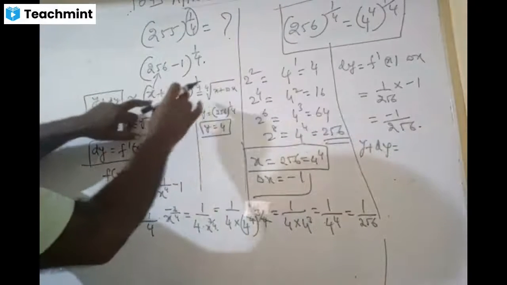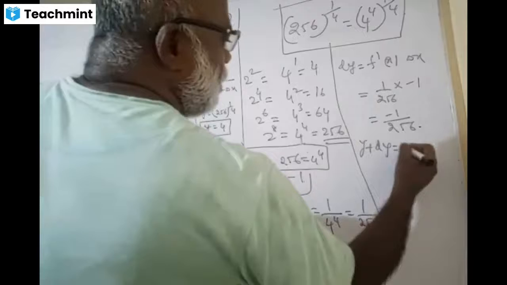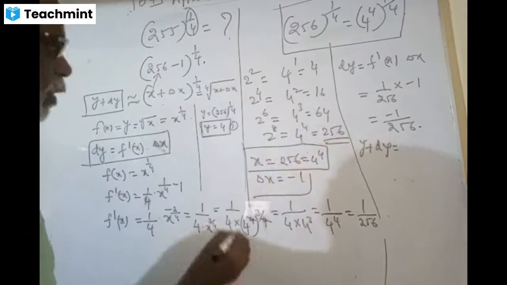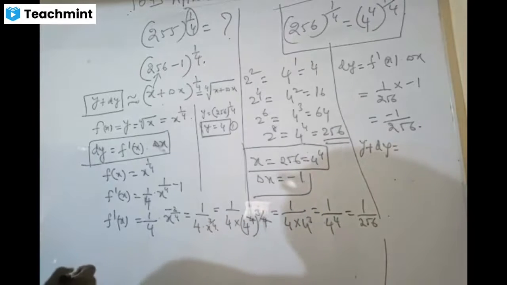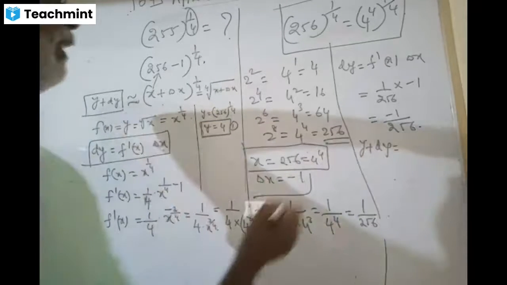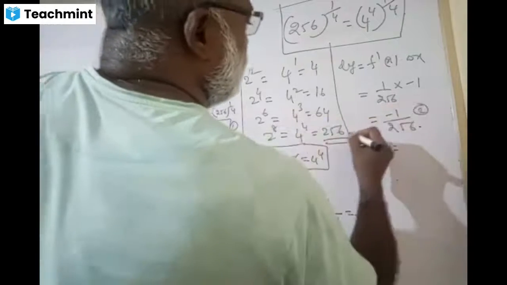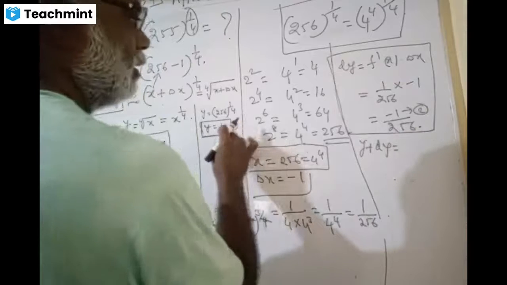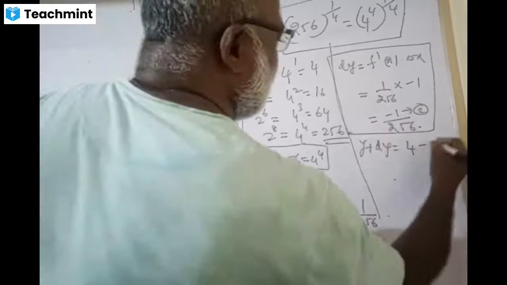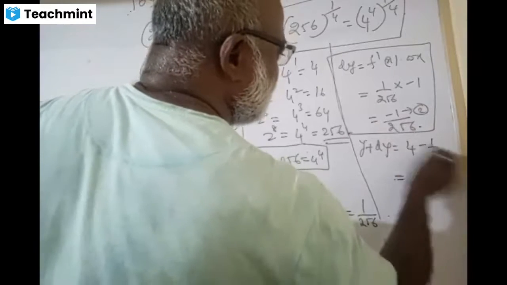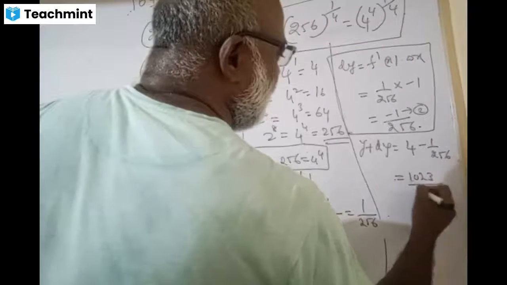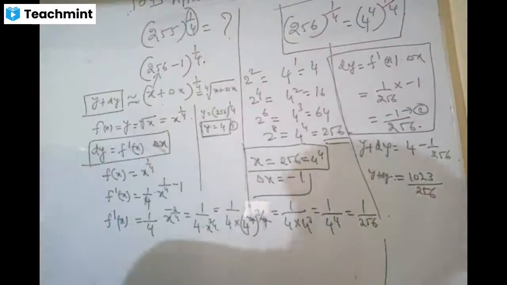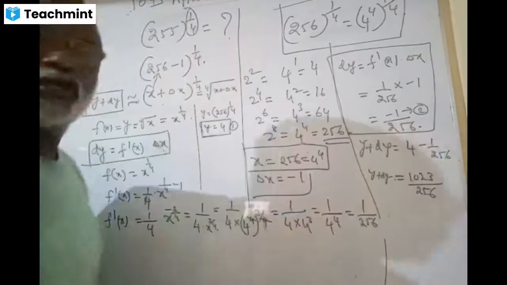That is y plus dy. Y is 4, and dy is minus 1 by 256. So 4 minus 1 by 256. You do this and you get 1023 by 256 as y plus dy. It is less than 4, but very, very close to 4.